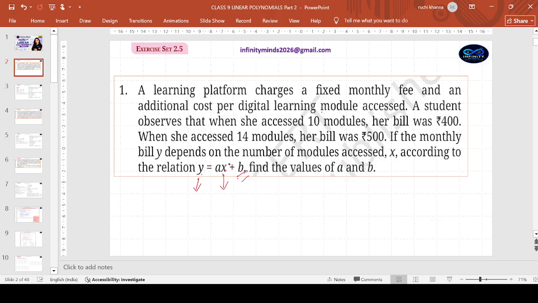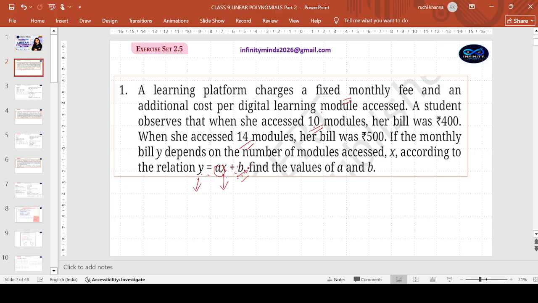Yes. So similarly, there is also this y equals ax plus b, where y is dependent on x, but in a way both are interdependent, one can say. And a and b, what are they standing in this question for? a is the number of modules the person is accessing, and b is the fixed price. Okay, let us go ahead and try and frame equations.